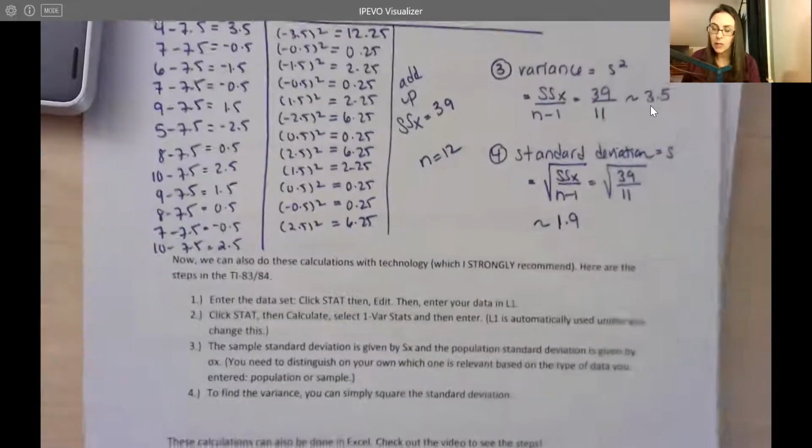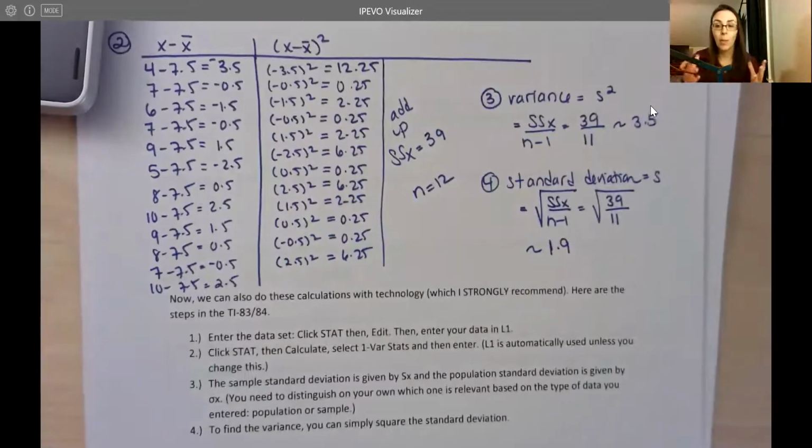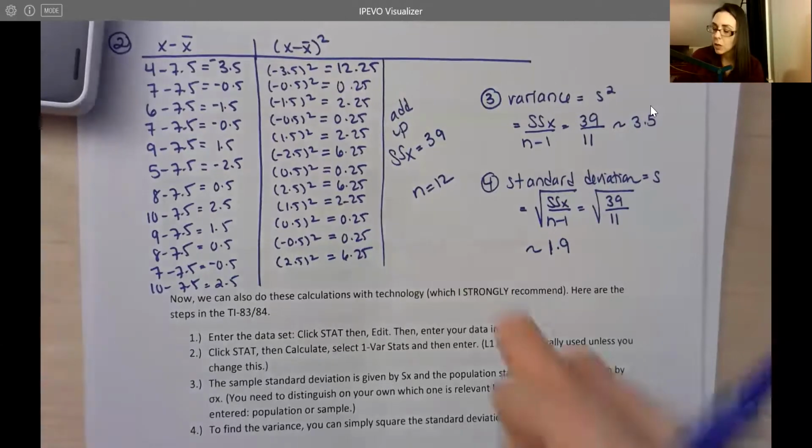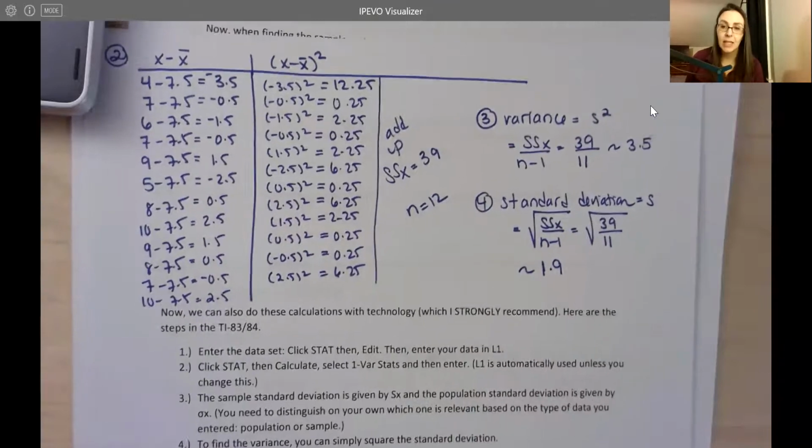And if you go back to your data, this was about concussions, right? So about 1.9 concussions. So our units make a little bit more sense here than 3.5 concussions squared. So you do see the standard deviation tends to get used a lot more than the variance when we're working with data.